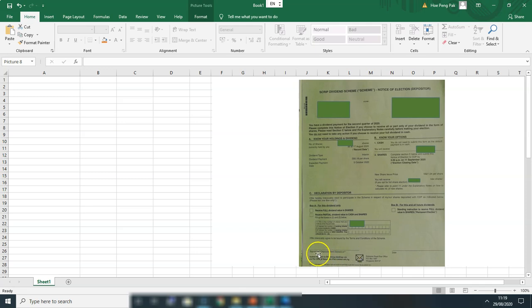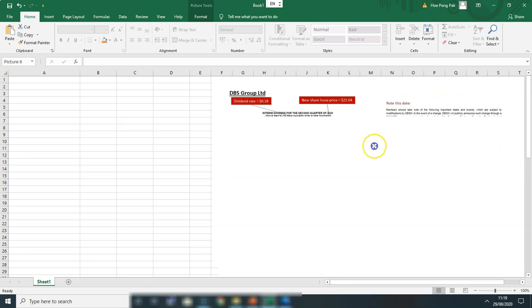Now, remember, this signature must always tally with the signature that you have submitted to the CDP. Basically, this is what you should get, and all the information should be in the scrip election form, which you should complete. And as I say again, if you want it in cash, just simply ignore this letter and you will get the dividend in cash. Now we come to the calculation part of it.